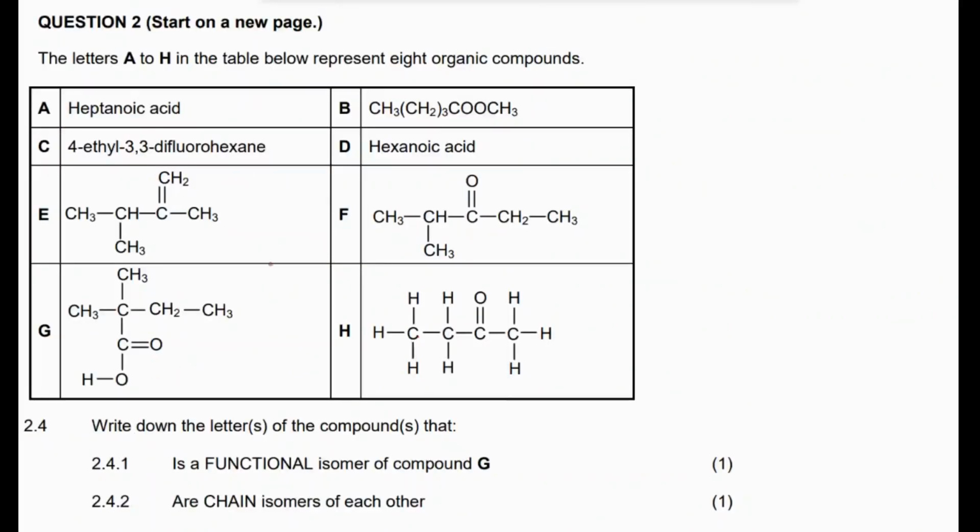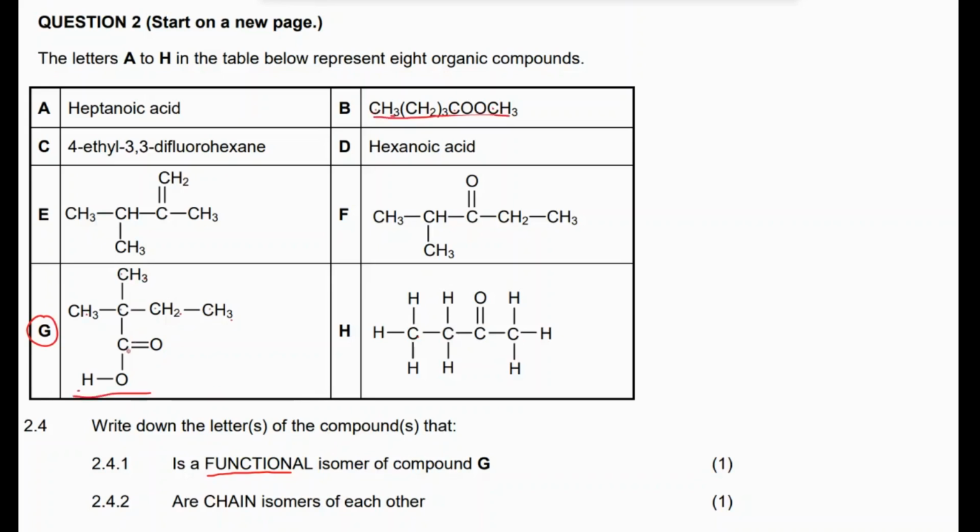All right, let's answer these questions using the given compounds. What is a functional isomer? These are compounds that have the same molecular formula but different functional groups, meaning that these are molecules that have the same molecular formula but belong to different homologous series.